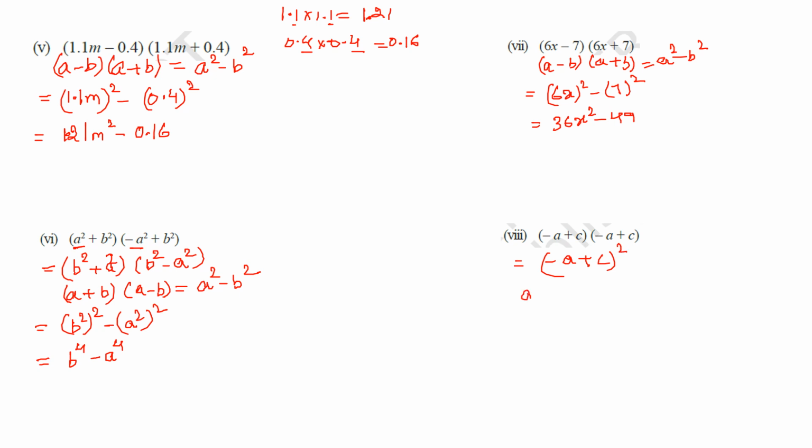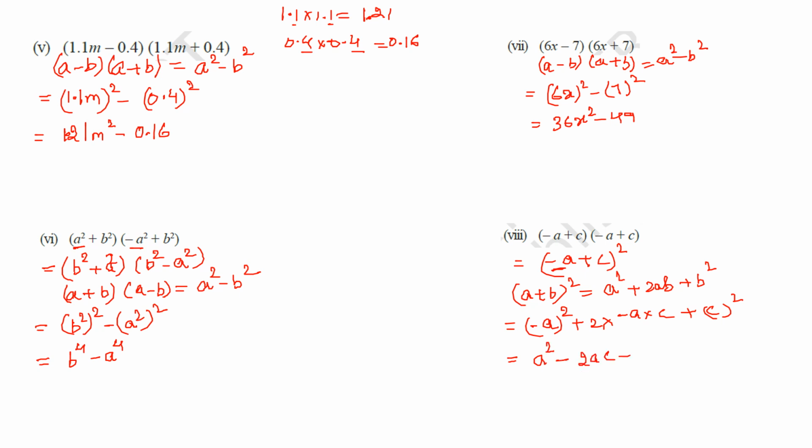Now I can use the identity a plus b whole square, which is equal to a square plus 2ab plus b square. Now here your a is minus a and b is c. So a square means minus a whole square plus 2 into minus a into c plus c whole square. Now minus a whole square will be a square, plus and minus will become minus 2ac plus c square.